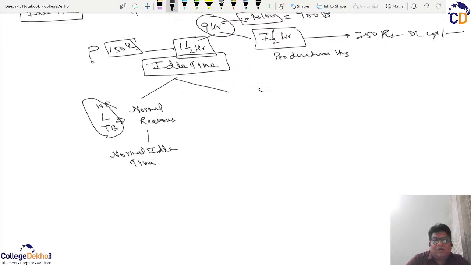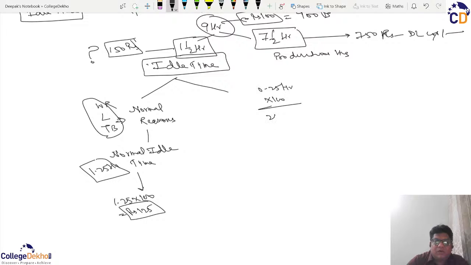And the time period of 0.25 hours, out of this 1.25 hours was the normal idle time, and the cost of such normal idle time is 125 rupees. So we will treat 125 separately, and this cost of 25 rupees will be treated separately, and hence the total cost of idle time which is being paid will be accounted for. So this time is due to abnormal reasons.